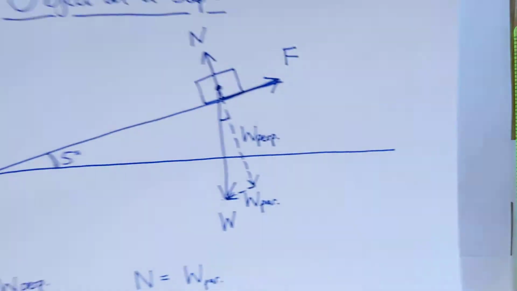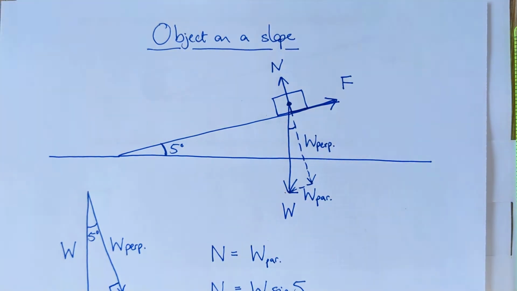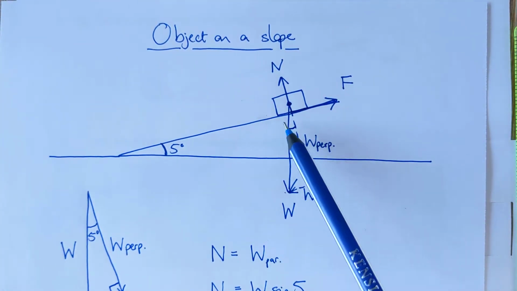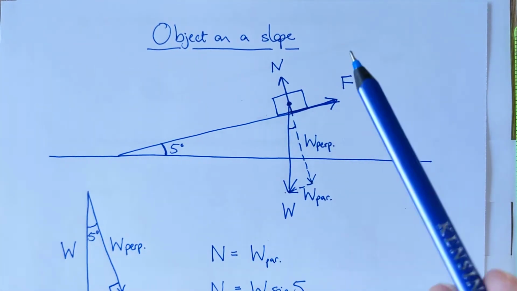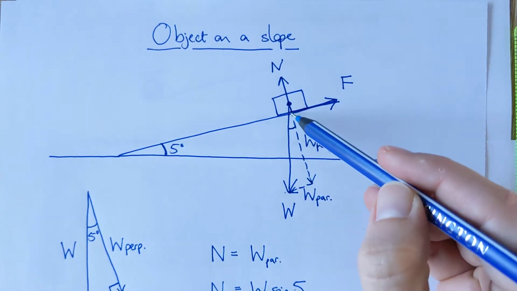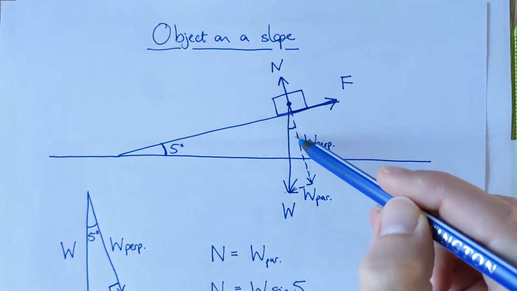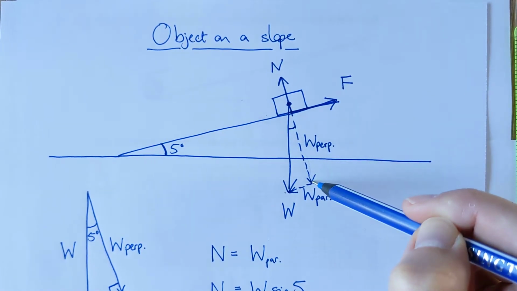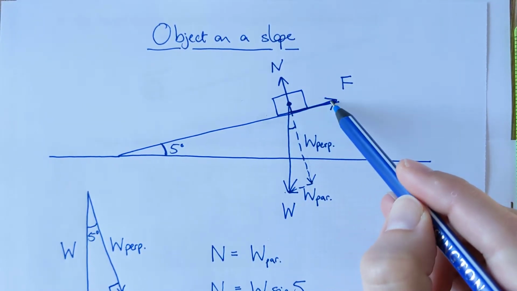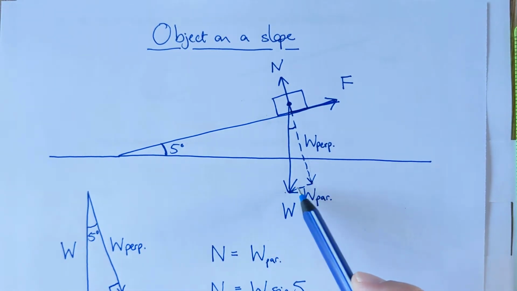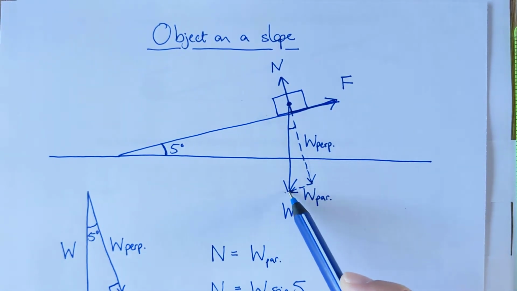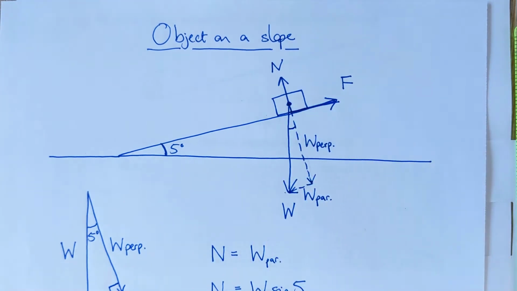Well, if we remember when we had an object that was in equilibrium on a slope, here we had the normal contact force cancelled out by this component of the weight, and then the friction was being cancelled out by this component of the weight. And so overall, there was no resultant force on this object.